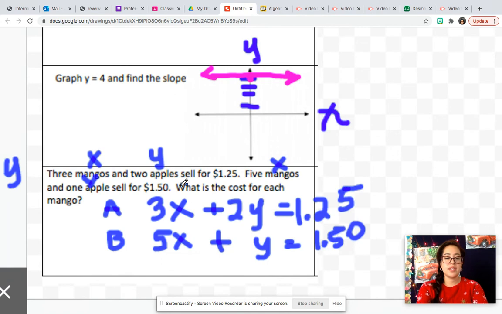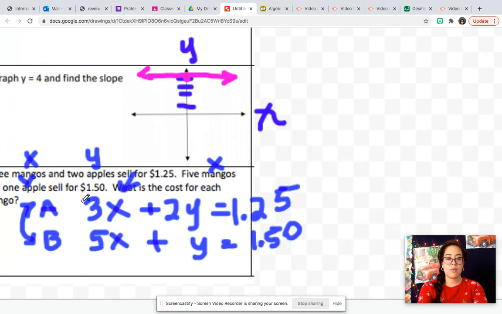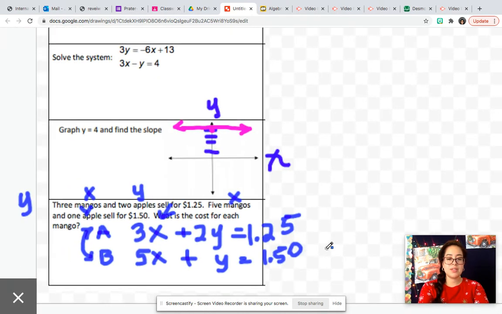So the question's asking, what is the cost for each mango? We want to know what is the value of x to suit both shoppers, because they should have bought the same type of mango with the same price. So I want to see how many mangoes fit in these two equations to give me these two values. So thinking of the word same, I want to see the crossing point of the two equations, okay?